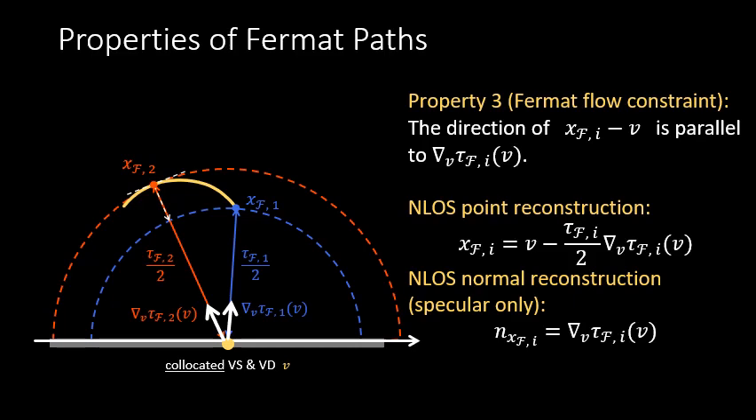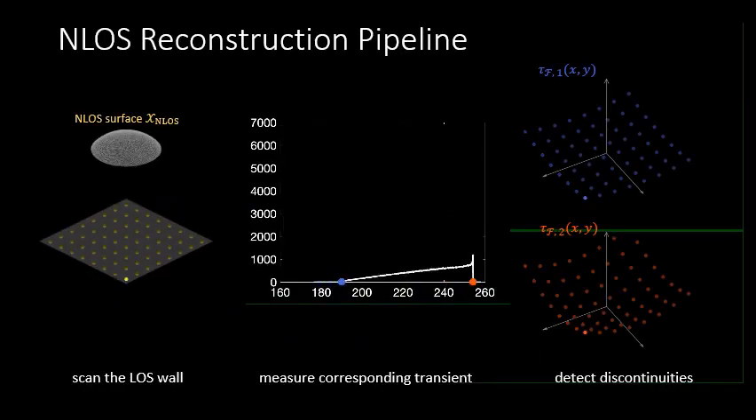Unfortunately, even though we can indirectly measure lengths of Fermat paths by finding the locations of discontinuities in non-line-of-sight transients, we cannot measure their gradients. However, we can estimate these gradients through interpolation by considering transients measured at nearby virtual sources. Our pipeline for non-line-of-sight reconstruction is based on this observation, and it works as follows.